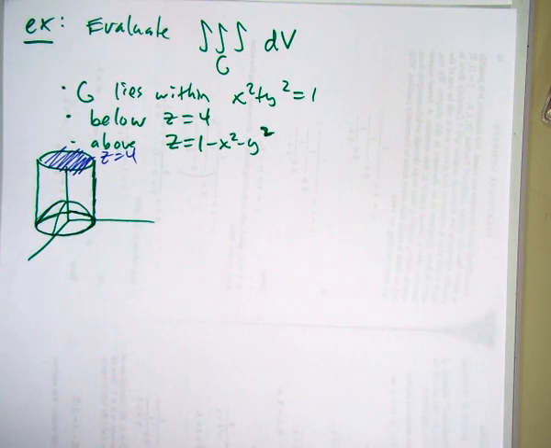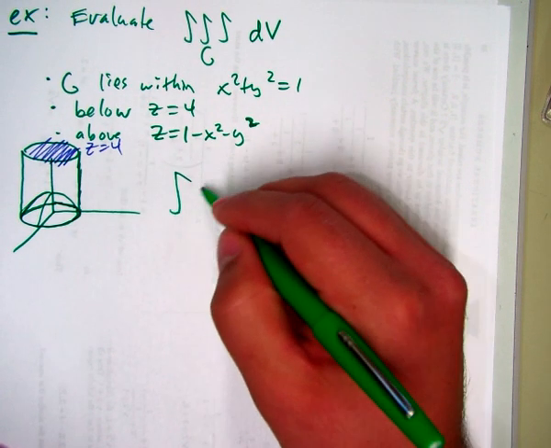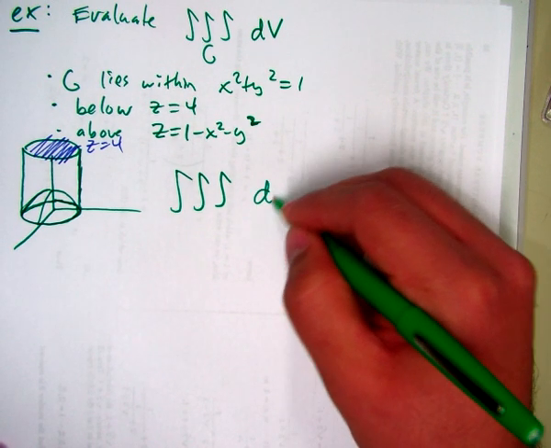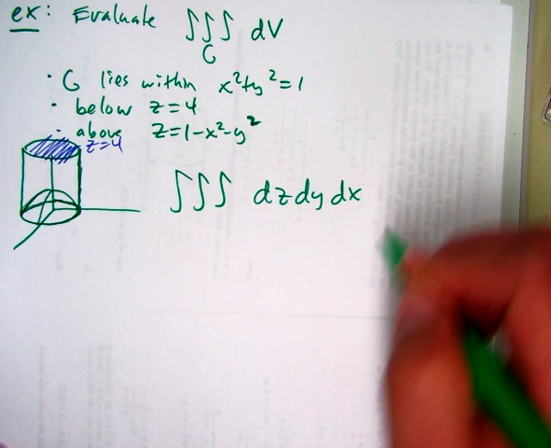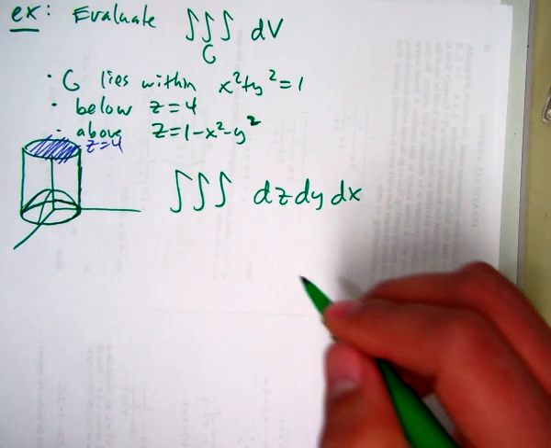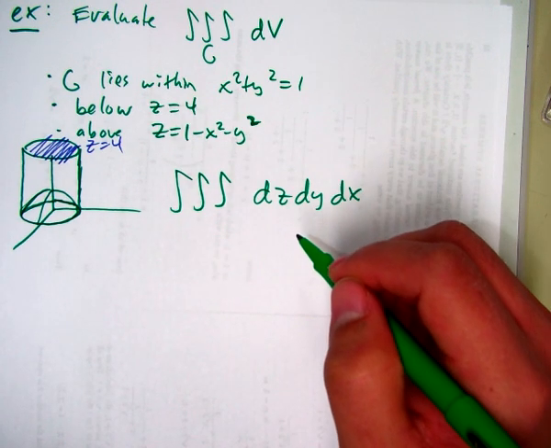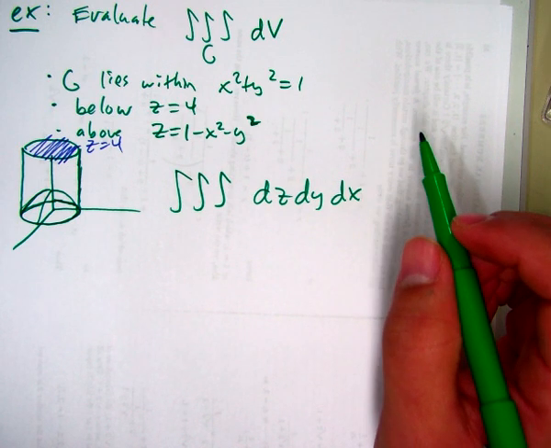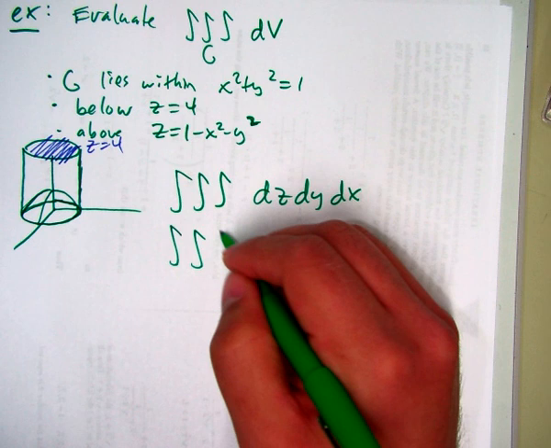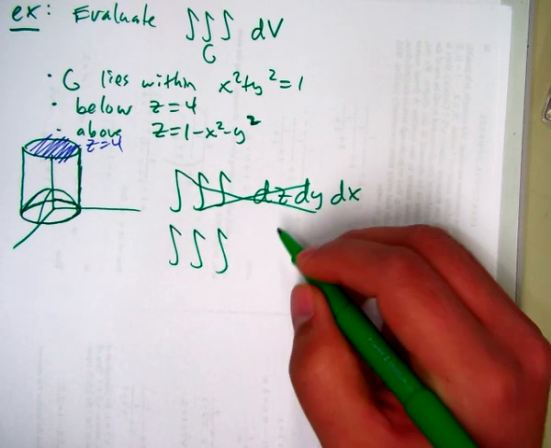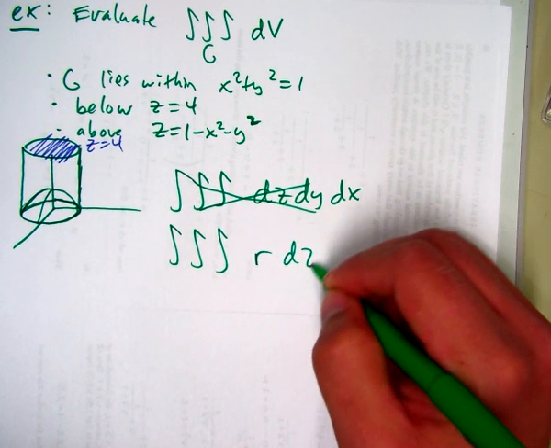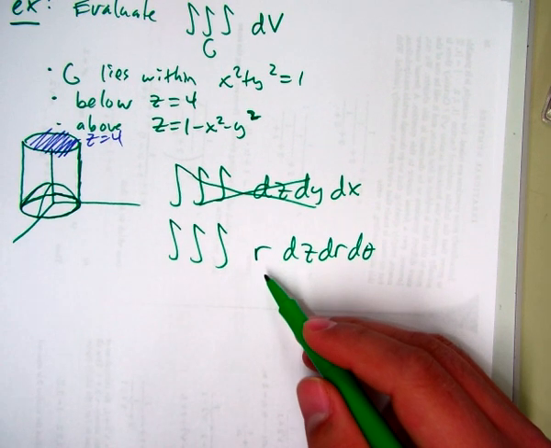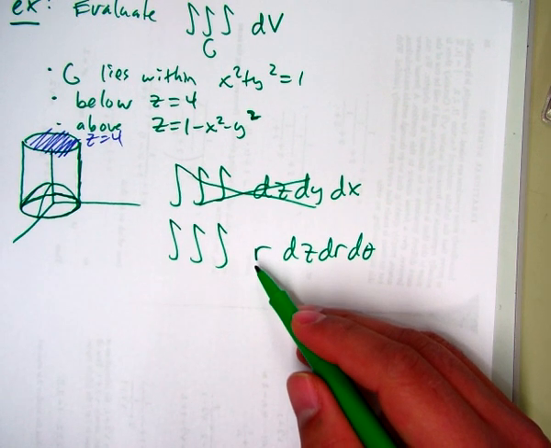So the bounds would be, I know you guys can do this. Let's go dz, dy, dx. Or if you want to go to polar or cylindrical, we can do that right away. Can we? R dz, dr, d theta. Don't forget the extra r. That's pretty much what we should emphasize today with cylindrical.